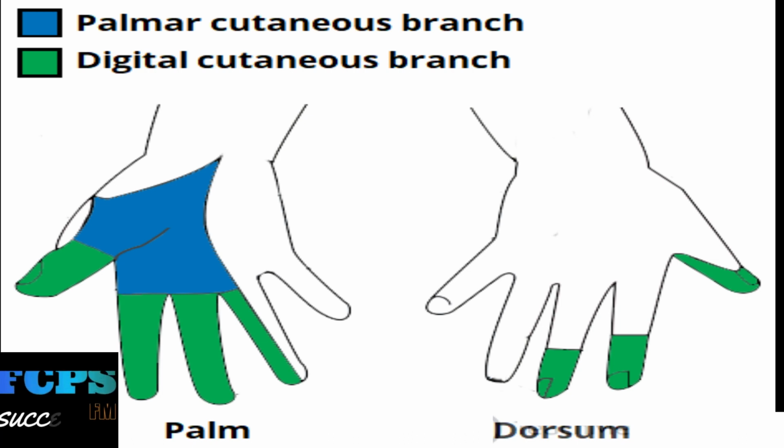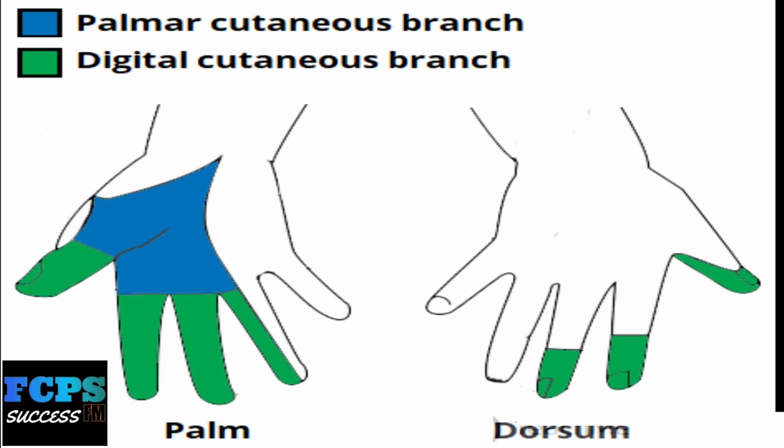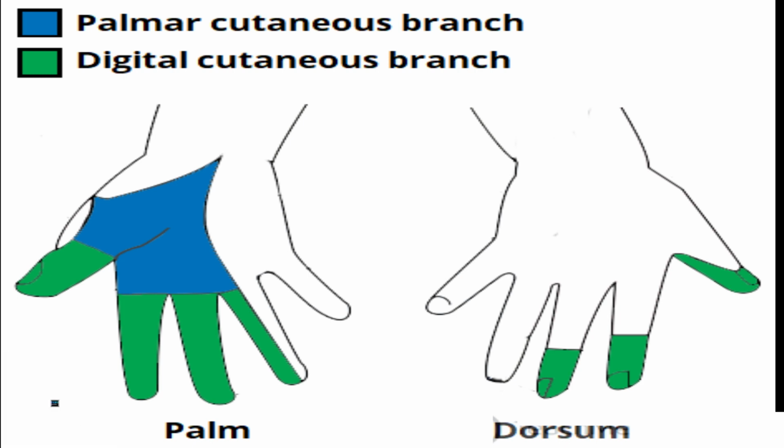So option A, axillary nerve, is false. Brachial plexus is also false. D option, radial nerve, is also false, and ulnar nerve is also false.